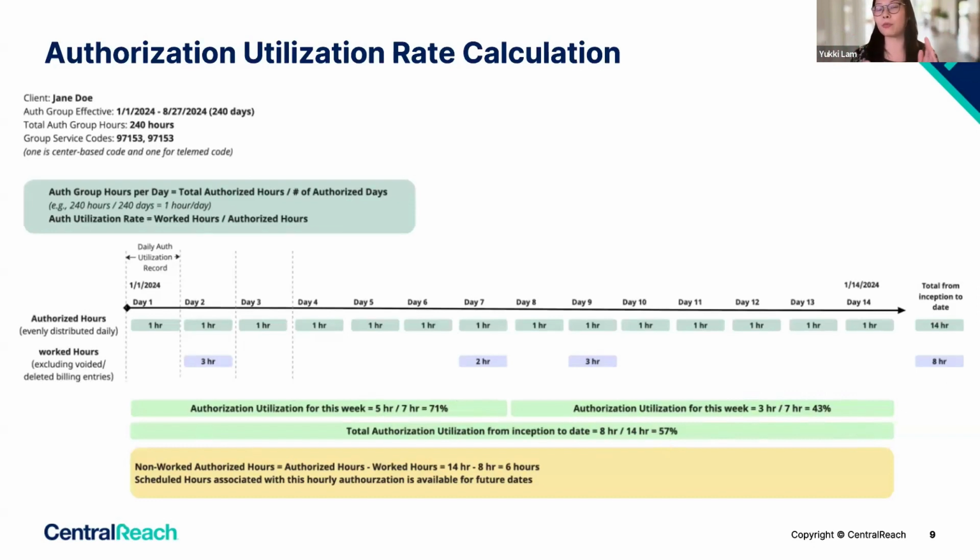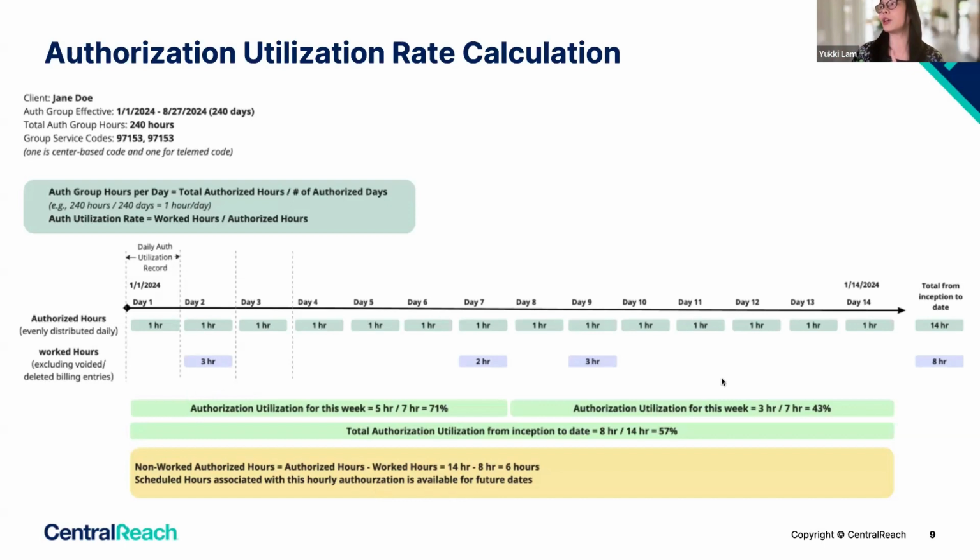It could be from a really specific start day and end day to, give me the whole Q4 of 2023. With that, we can also do a flip side to show you, okay, out of this 14 hours, 6 hours are prorated authorized but you didn't work them. So it's showing you the opportunity you are leaving on the table.